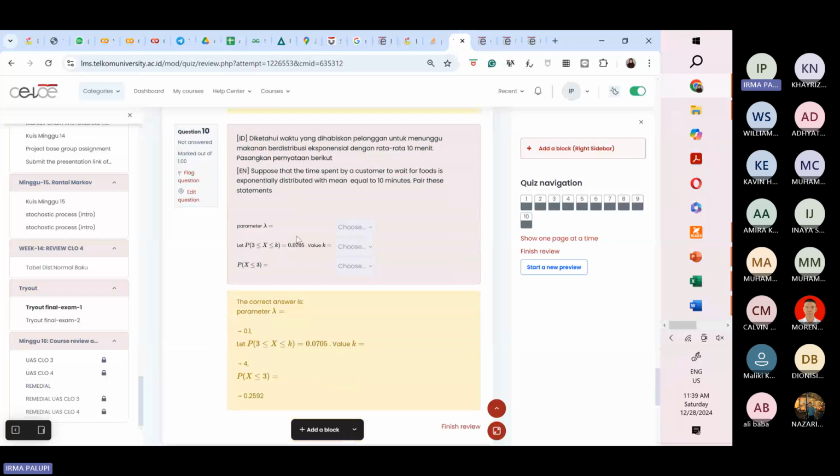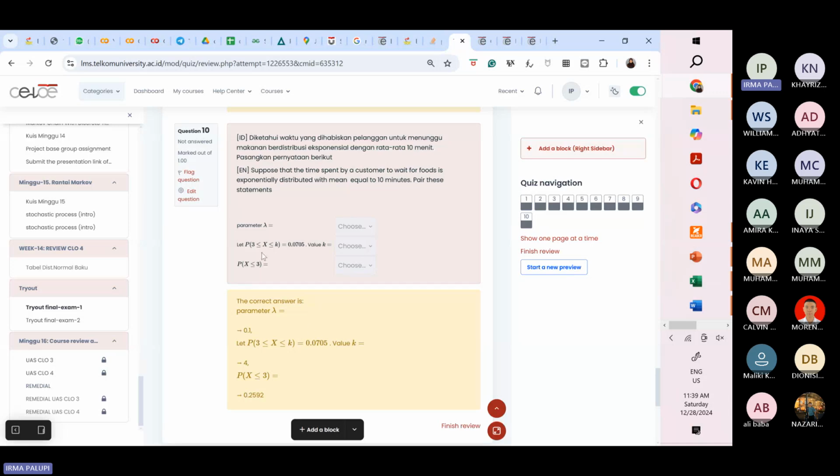Next, suppose that the time spent by a customer waiting for food is exponentially distributed with a mean equal to 10 minutes. For this statement, the parameter lambda is 1 over the average waiting time, right? So it's 0.1, which is 1 over 10. The exponential parameter is 1 per the average waiting time. So we get 1 over 10 minutes.